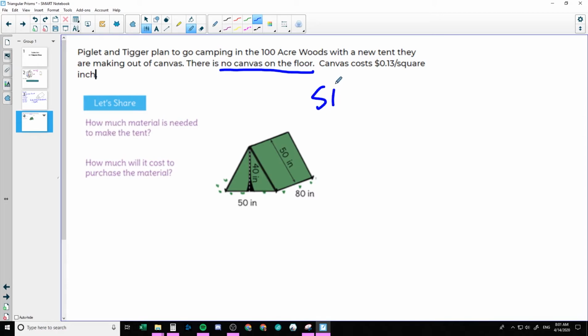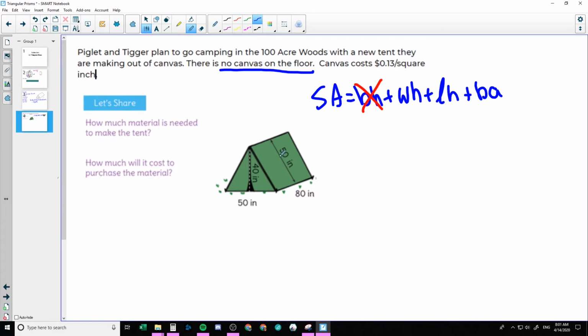So again, our formula for a triangular prism's surface area is base times height plus width times height plus length times height plus the base of a triangle times its height. This is not area, this is the height of the triangle. Now, we were told there is no canvas on the floor, which means the base times height side is not going to have canvas on it. So we can cross that out.